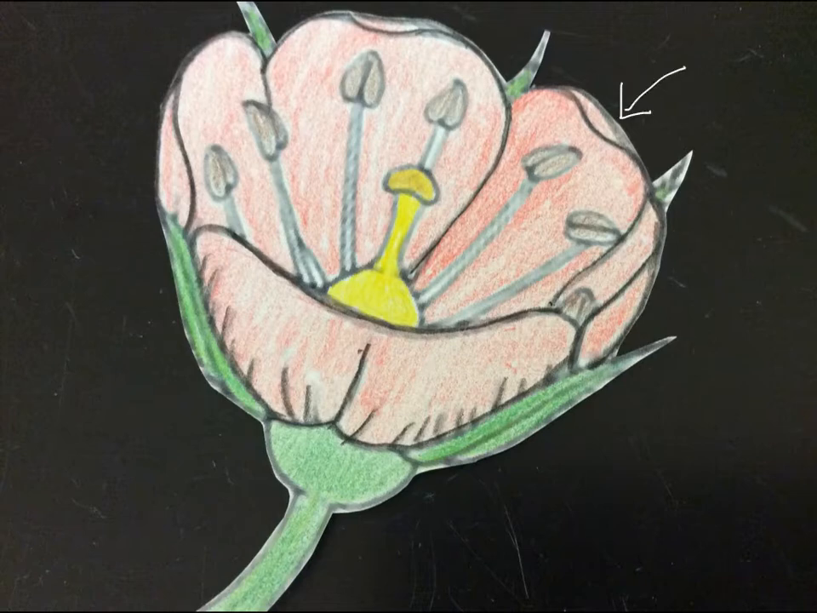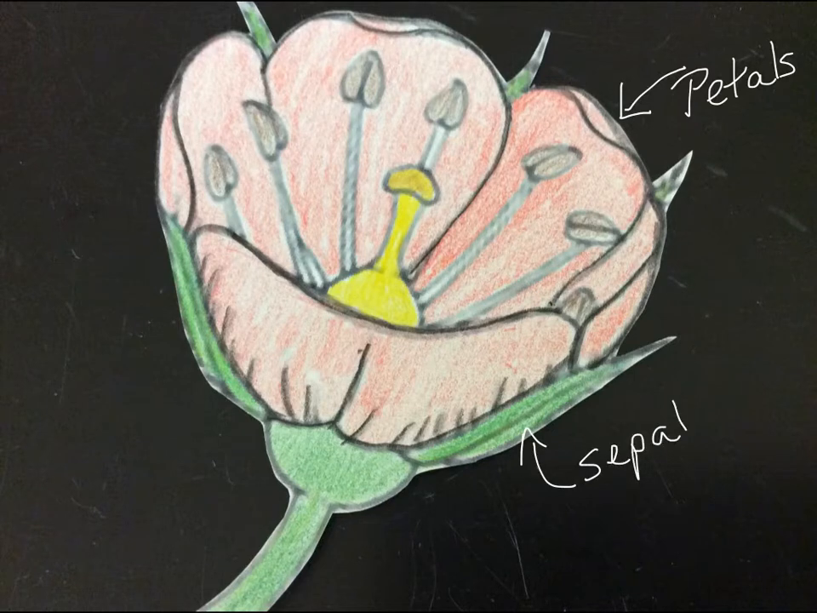First of all, we have the petals, right? The sepals that protect the petals when the bud is closed, and the receptacle, which the whole flower sits on.